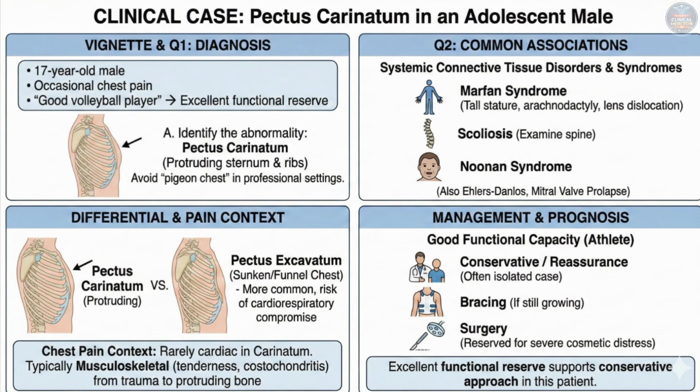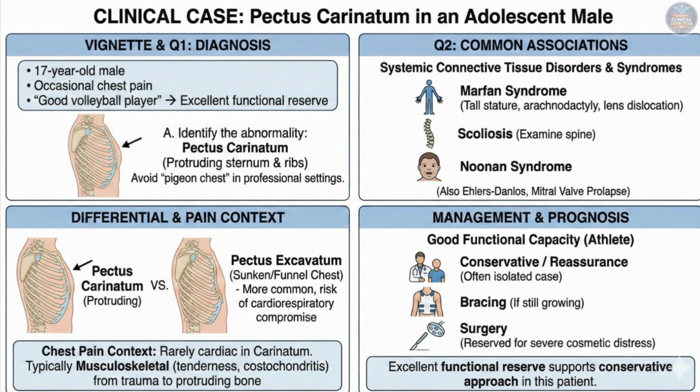The differential diagnosis. Mention the opposite condition. The examiner might ask, what if the chest was sunken in? That is pectus excavatum, that means funnel chest. It is actually much more common than carinatum and is more likely to cause actual cardiorespiratory compromise by compressing the right ventricle.